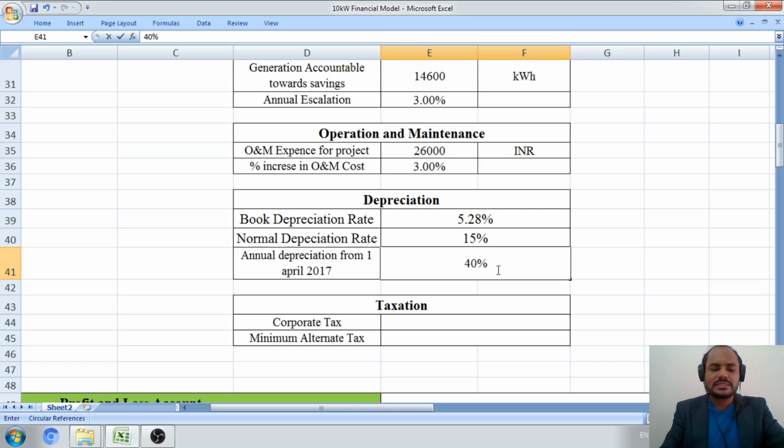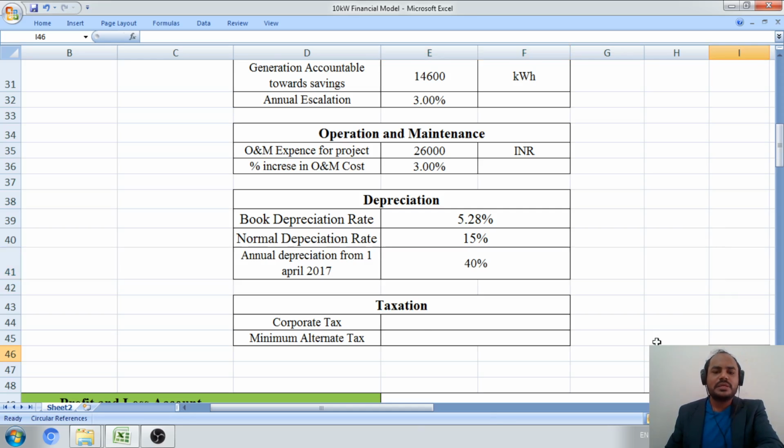And the percentage of the accelerated depreciation has been decided from the 1st of April 2017 as 40%. Earlier than the 1st of April 2017, the accelerated depreciation percentage was 80%. But then the policy was refined, and this percentage was decreased to 40%. So basically in the first year, second year, third year, we can depreciate our asset at a higher percentage of 40%. We call it accelerated depreciation. And this benefit is applicable for the renewable sector only.